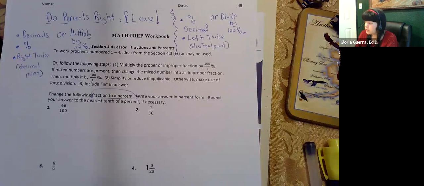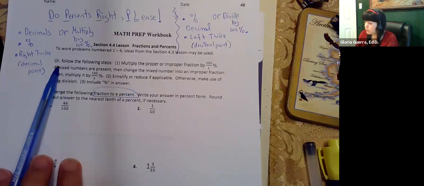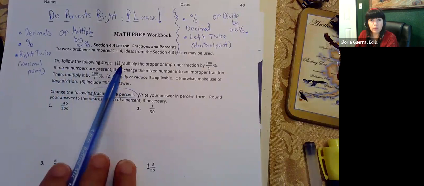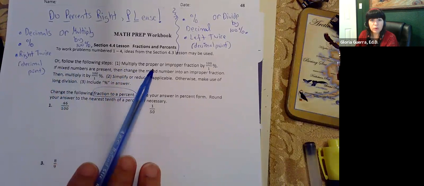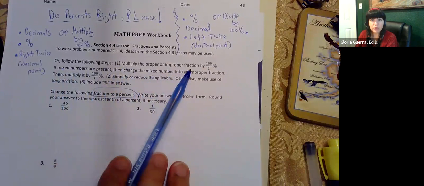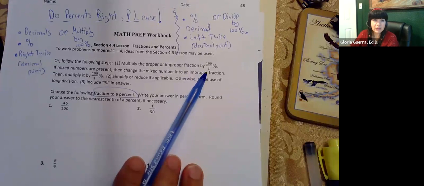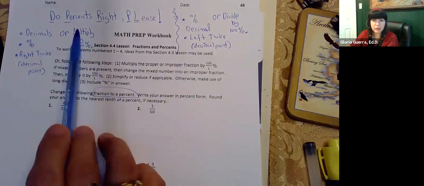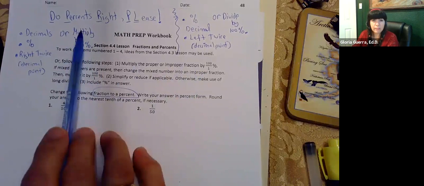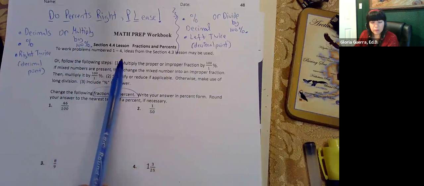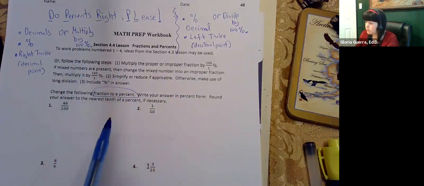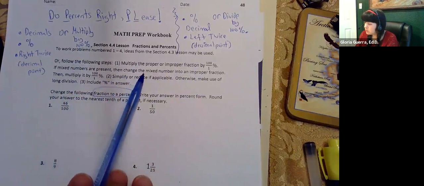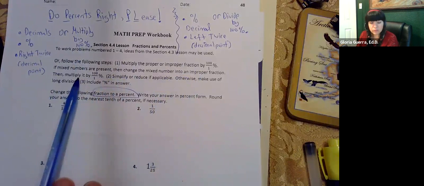Now, this part here says to follow the following steps. Look at number 1. It says multiply the proper or the improper fraction by 100 over 1%. That's actually this right here, multiply by 100%, since 100 over 1 simplifies to 100%. And they say if mixed numbers are present, then change the mixed number into an improper fraction.